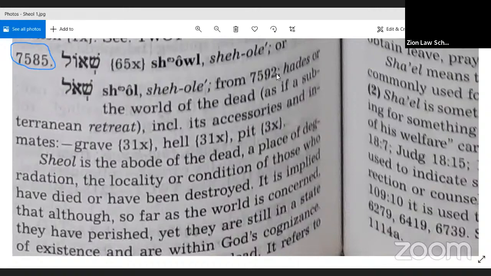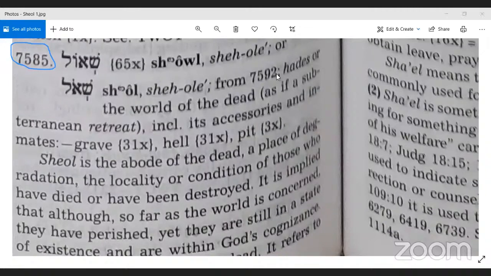Okay, so let's begin. It says a primitive root to inquire, by implication to request, by extension to demand. Let's repeat that. A primitive root to inquire, by implication to request, by extension, to demand. So we need to look up the word.